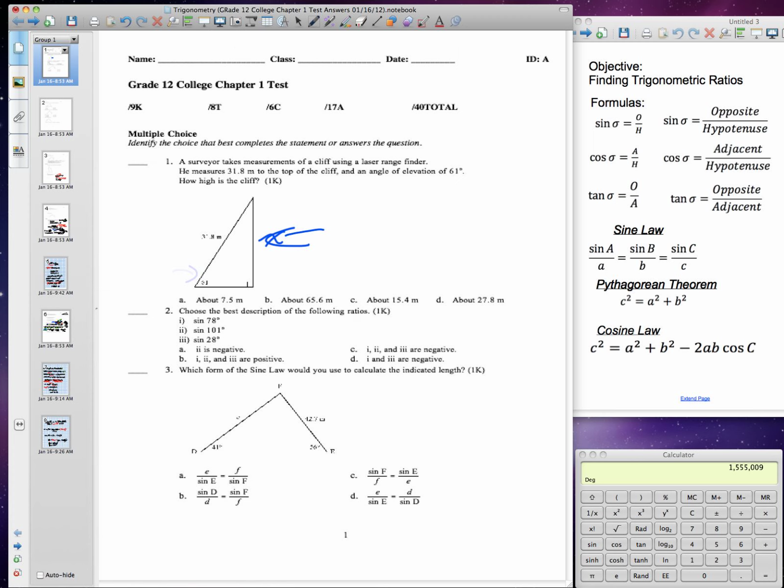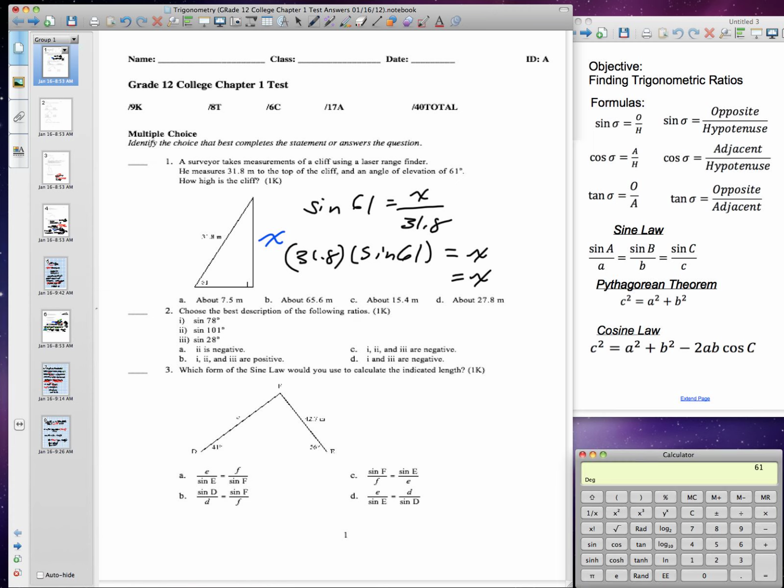So, according to this angle, we have the opposite. We're looking for the opposite, and we have the hypotenuse. What ratio do I use because it's a right angle triangle? Anyone? We use our sine ratio. So sine 61 is equal to the opposite over the hypotenuse, which is 31.8. We need to get the x by itself. So when we move 31.8 to the other side, it becomes multiplied by sine 61 is equal to x.